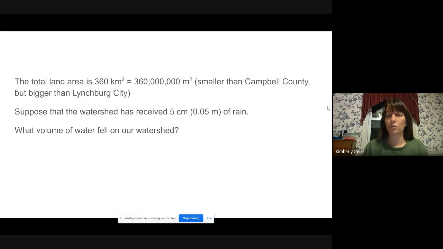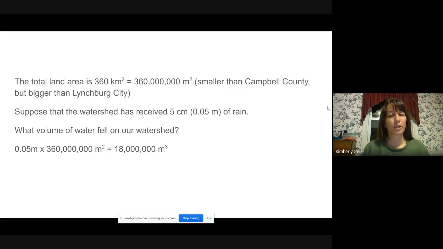So we would just have to do some math. Making sure everything's in the same units, we would take our 0.05 meters and multiply it by our 360 million square meters, and we would get 18 million cubic meters of water hit our watershed.